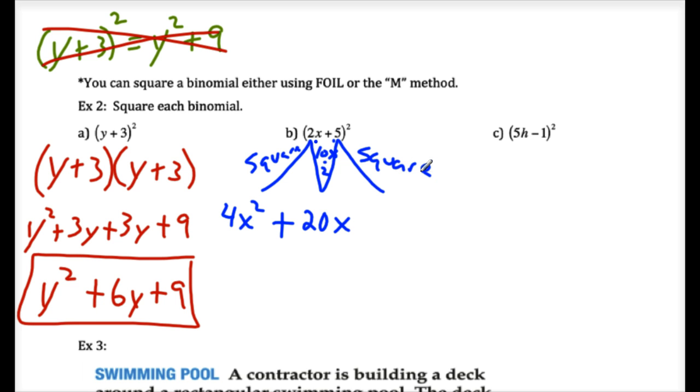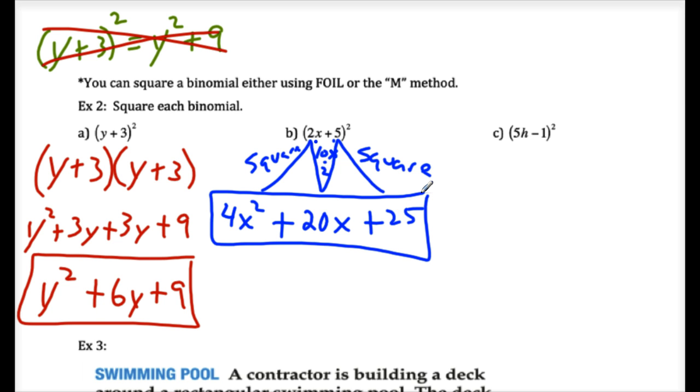Square the last piece. Not even kidding when I say that. Plus 25. If you do FOIL, you will get the same answer. I did it, just faster. That is so much faster. Are we doing a swimming pool? The next page is for tomorrow.